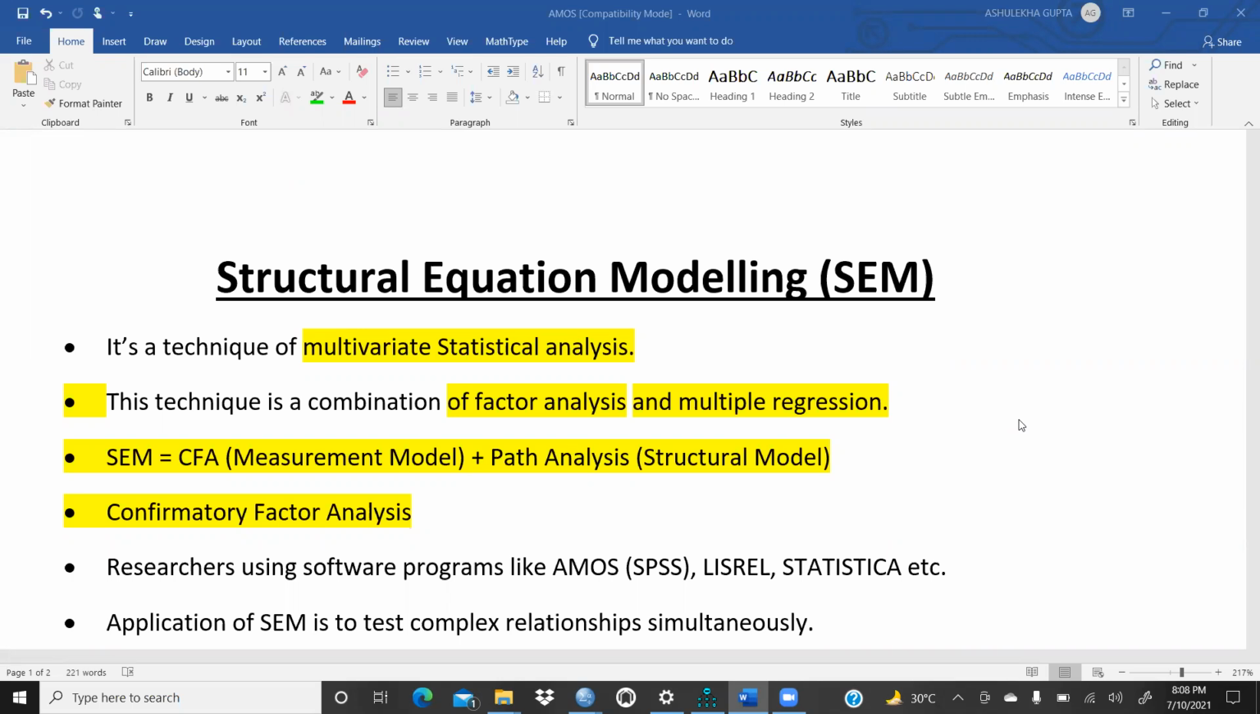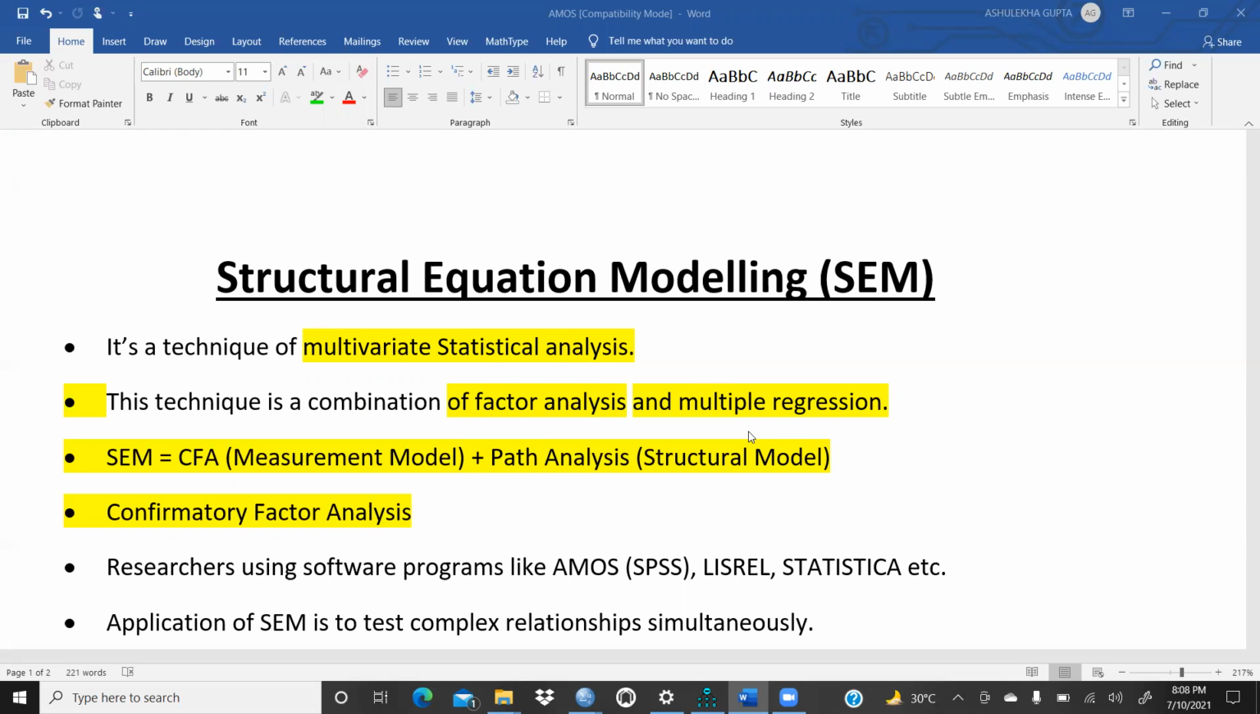So first of all, we should understand what structural equation modeling actually is, and what we are performing in it. It is a technique of multivariate statistical analysis. This technique is a combination of factor analysis and multiple regression. I had already uploaded a factor analysis video as well as a multiple regression video in my playlist.